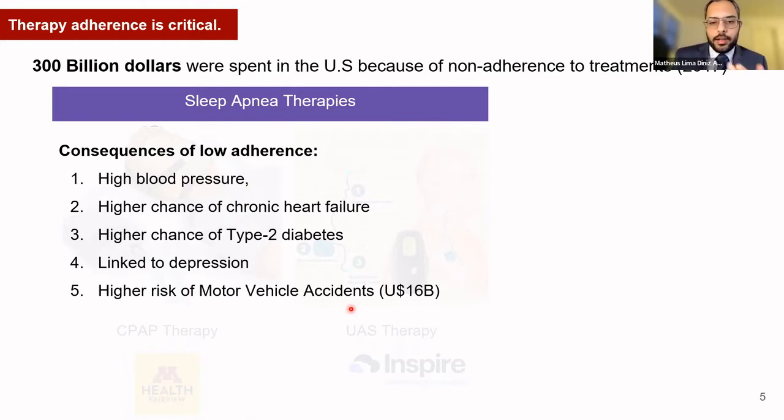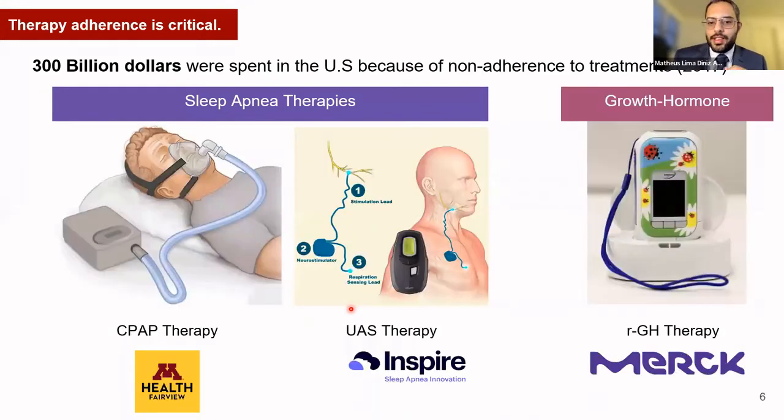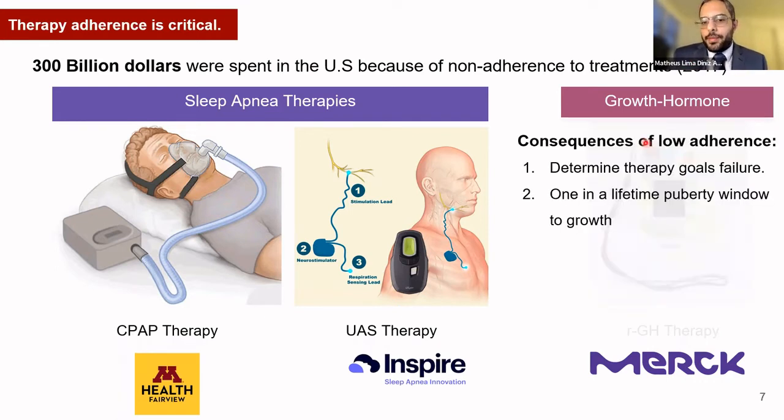And sleep apnea was not the only type of therapy that took my attention during these years. There is another one, which is the growth hormone therapy. It's a kind of therapy that is completely different from sleep medicine. Actually, it is a therapy in which kids need to inject themselves using this device here. By injecting this growth hormone, they compensate for the deficiency of growth hormone. But still, non-adherence is a big problem, even in this therapy, because it really determines if the patient will reach their goals or will fail their therapy.